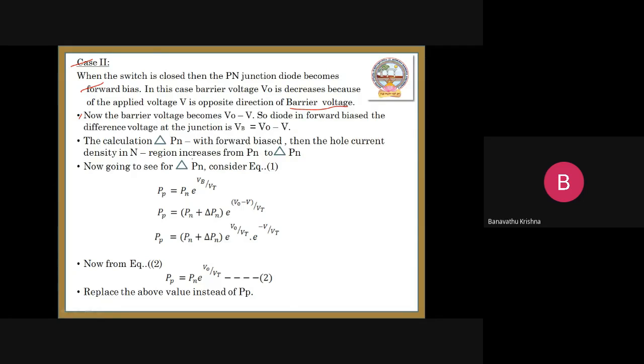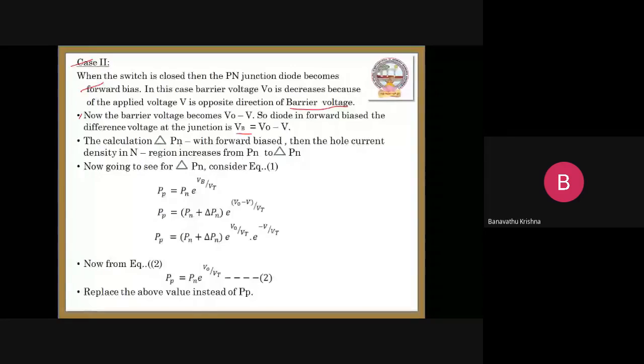Now the barrier voltage becomes V0 minus V, meaning when the diode is in forward bias condition, the barrier potential voltage changes a little. That changing voltage is V0 minus V, where V0 is nothing but the barrier voltage and V is nothing but the applied voltage. That difference voltage is called the barrier voltage. So then calculate the change in density of holes on the N side under forward bias. The hole density in the N region increases from Pn to Pn plus delta Pn.